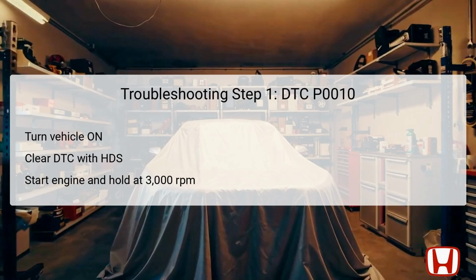The first troubleshooting step for DTC P0010 begins with turning the vehicle to the on position and ensuring that all electrical components are powered. Following this, the diagnostic trouble code, DTC, should be cleared using the Honda Diagnostics System, HDS. This step is essential as it resets the system and allows for fresh diagnostics.